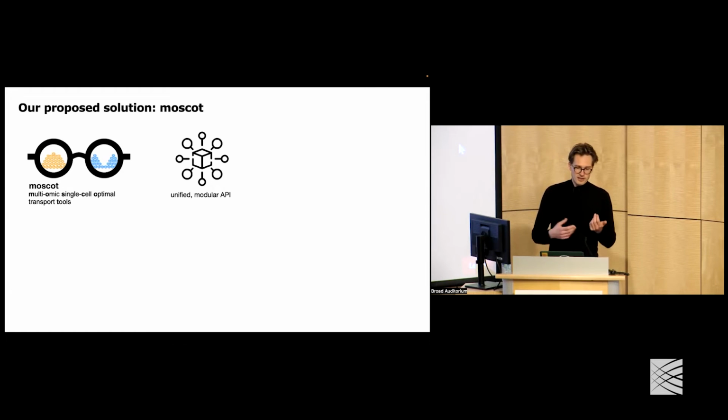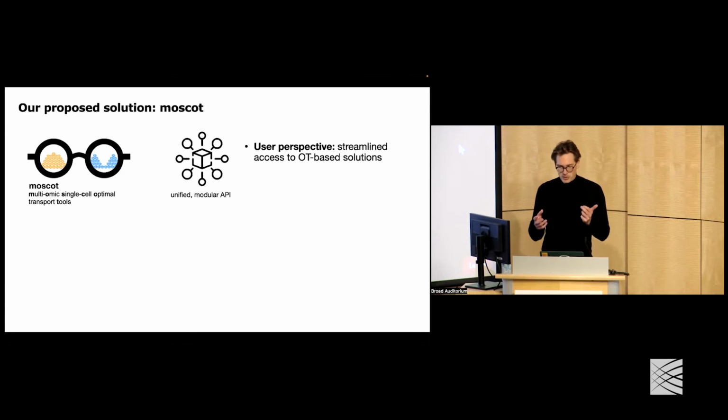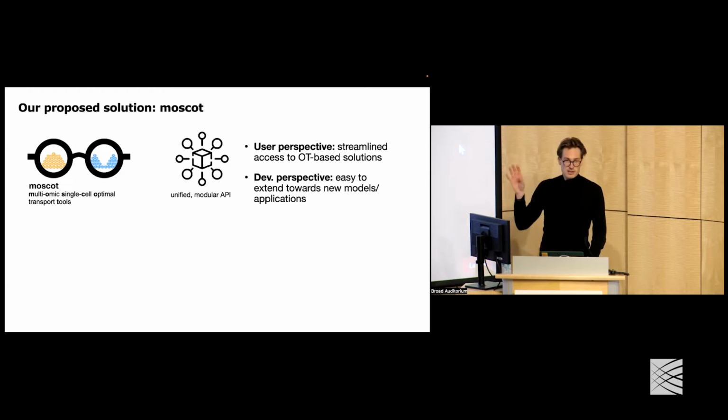MOSCOT comes with a unified modular API, which for us means, from a user perspective, it gives you streamlined, but mostly also very convenient and easy access to OT-based solutions. And from a developer perspective, it's easy to extend in two directions, either towards new models. So say you want to define a new biological problem that you can solve with optimal transport under the hood. If you implement that in MOSCOT, you can automatically make use of all the machinery that we have in the backend, like the fast solvers, or also the APIs to AnnData objects and so on. But if you are a developer and you have a new optimal transport method that is maybe faster than previous approaches, you can also implement that in MOSCOT, and then it's automatically available to a subset of the biological problems that we have defined.